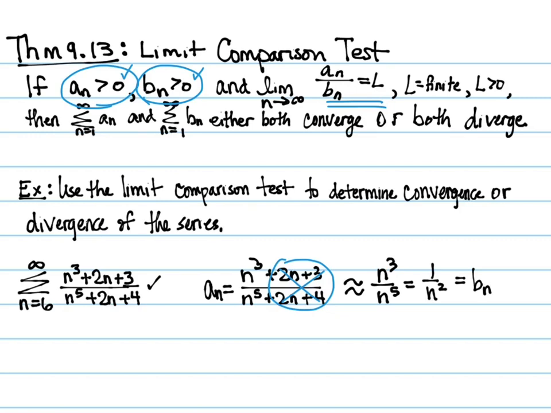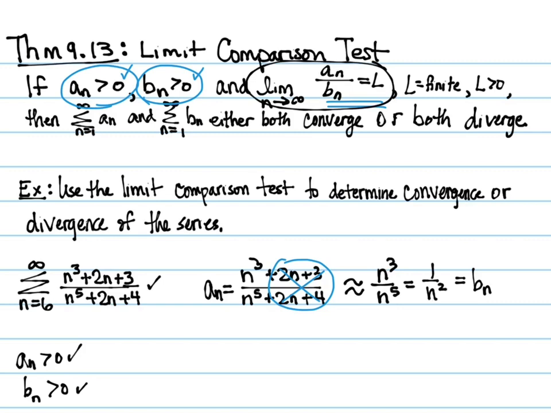So a sub n is greater than 0, and b sub n is greater than 0. Both of those are true. Now the only other thing that we have to have true is that limit, right? This piece over here, I've got to figure out if that actually works. If it does, then I can use the limit comparison test. If it doesn't, then we're back to square one.